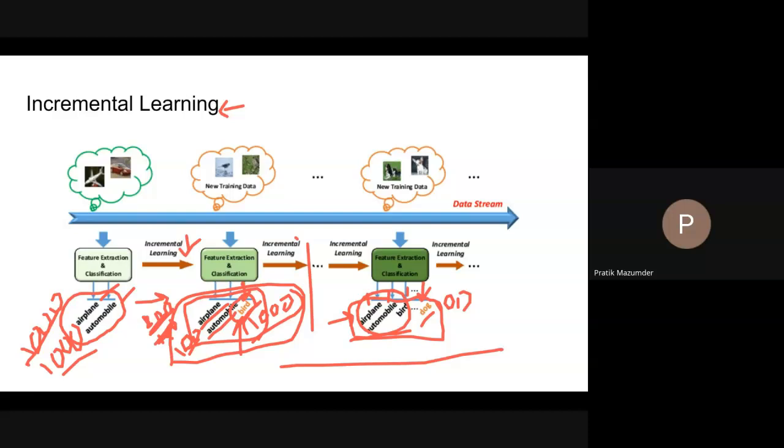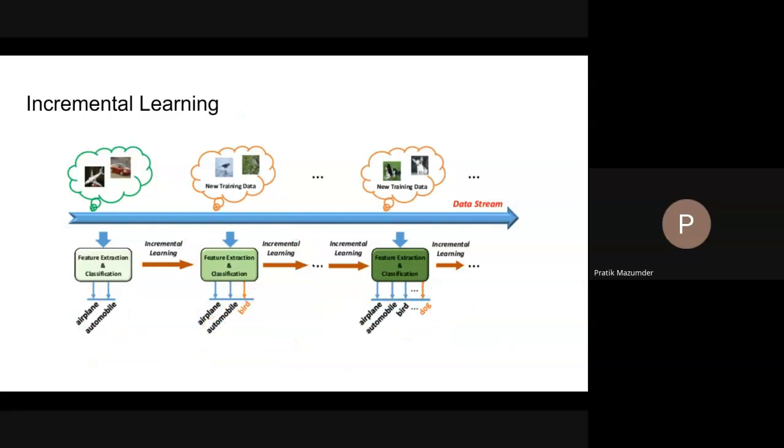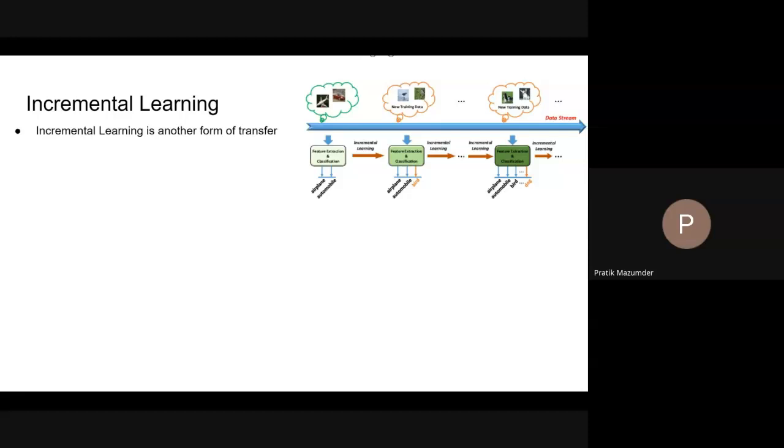General deep learning cannot deal with this particular problem. It will require all of your classes to have sufficient data in order to perform well on all the data points. If you don't do that, you will suffer from a forgetting of previous classes, which is what we try to avoid in incremental learning. So incremental learning is another form of transfer learning, where the model has to train on a sequence of tasks.